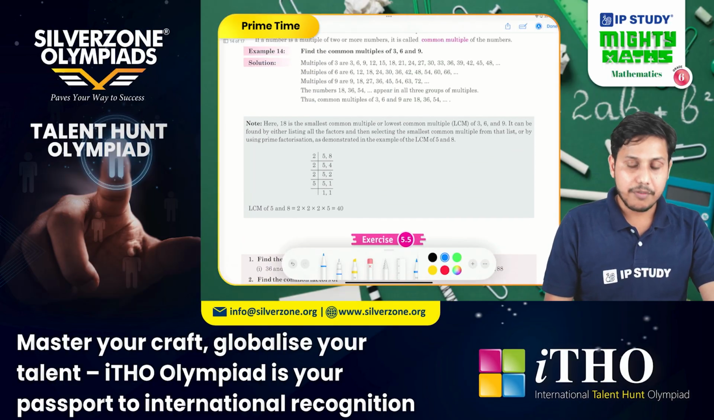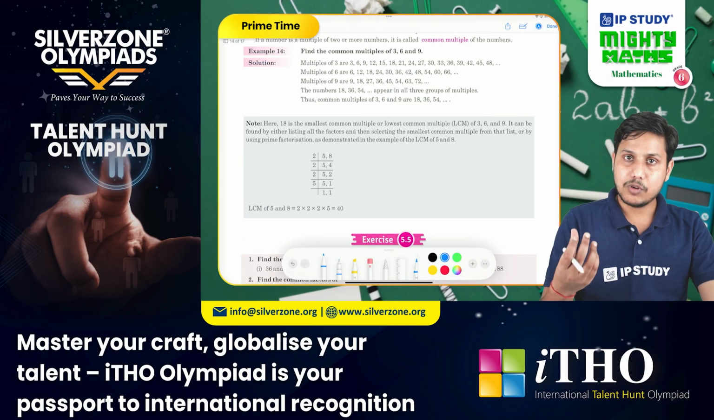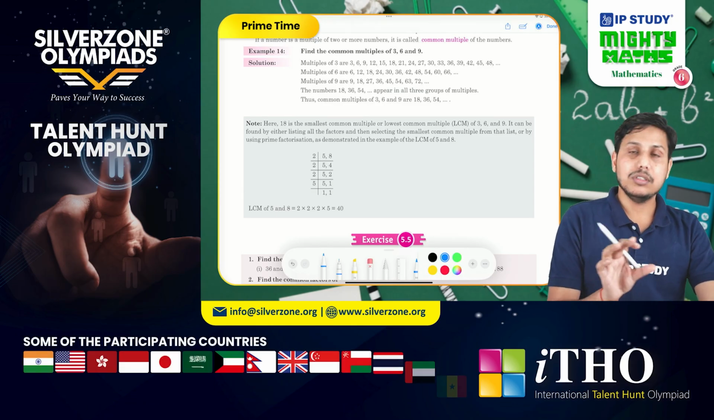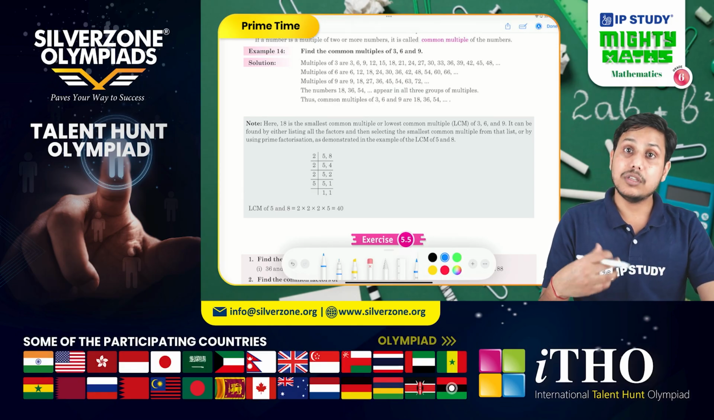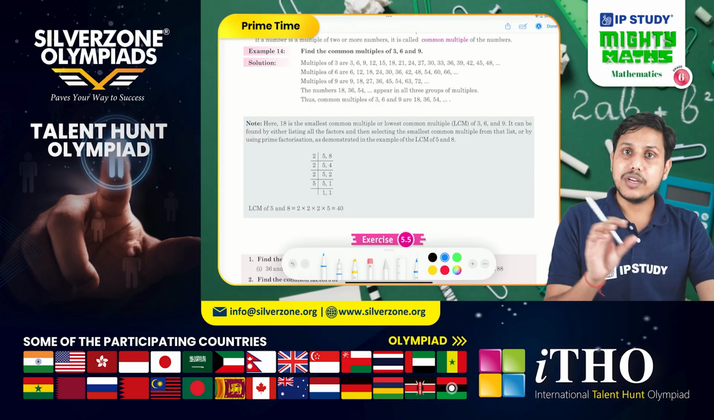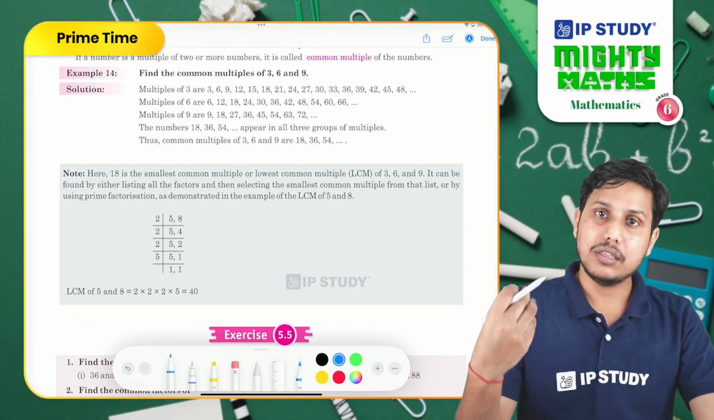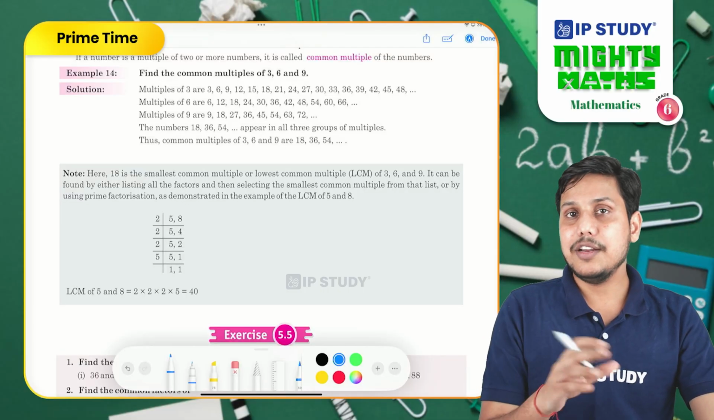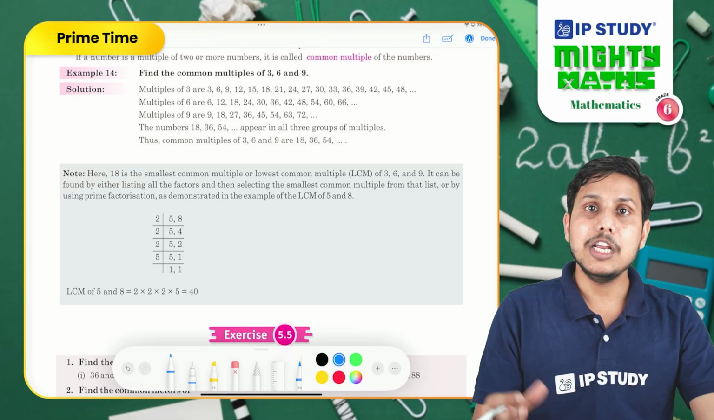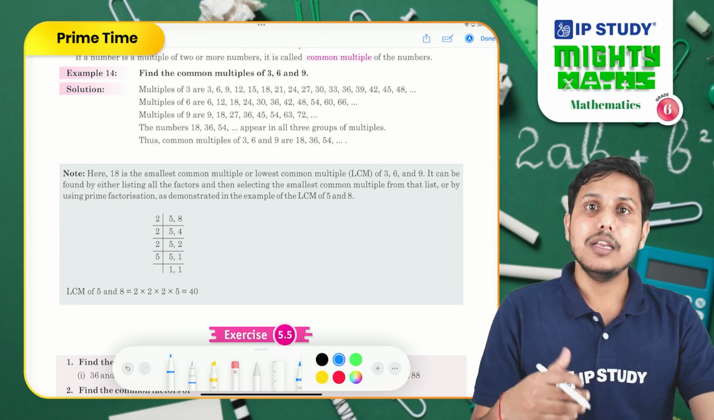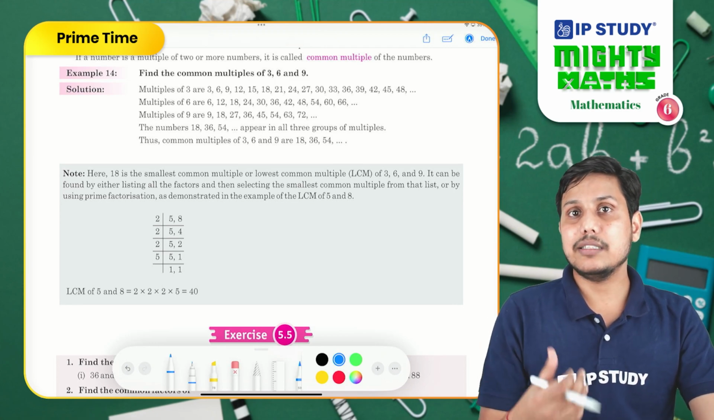Now, for common factors, what you can do is just list the factors of both numbers that you are given, or 3 numbers, and check which factors are common in both or all 3 numbers. And you can list them out because they are limited. So you will be asked to find the common factors only, not 3 factors or 2 factors, etc.